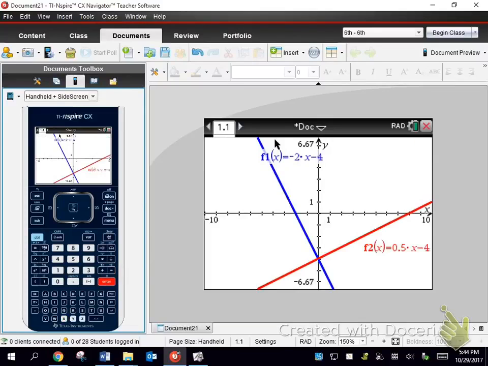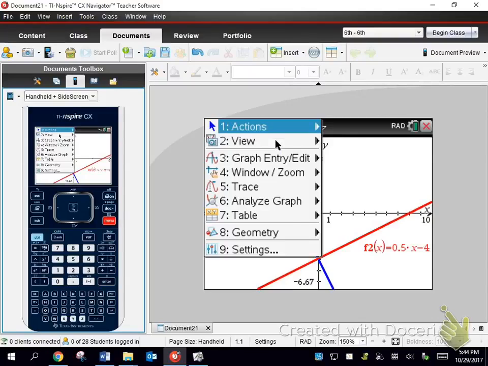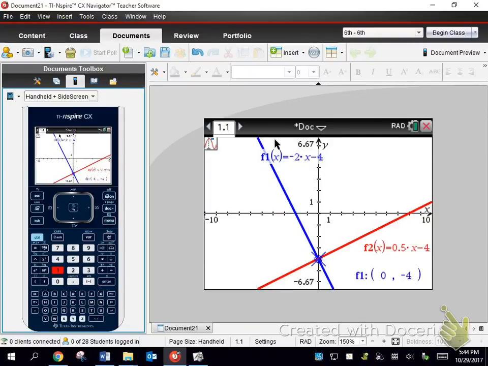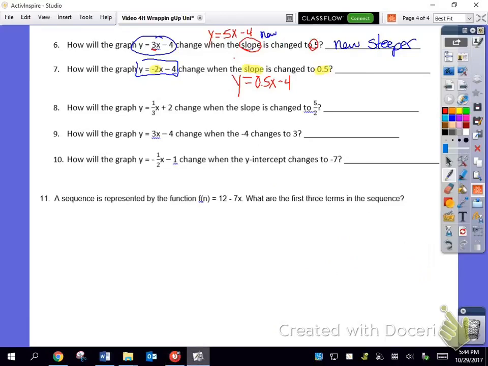Now hit enter. Okay, so you can tell that they still touch at the same y-intercept. That's the same. But notice the blue one is closer to the y-axis. The red one is a lot flatter. So the new line is flatter. It's less steep. How will the graph y equals 1/3 x plus 2, so the original will be in blue, change when the slope is changed to 5/2. So the slope is going to become 5/2. So y equals 5/2 x plus 2.